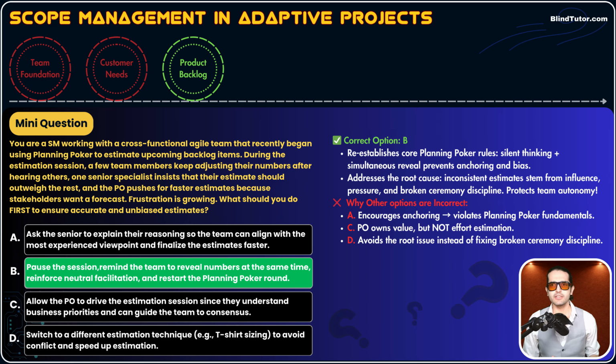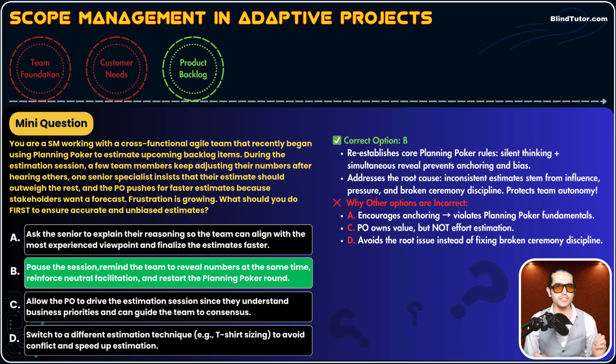Let's read the description, guys. Option B reestablishes core planning poker rules, which is silent thinking plus simultaneous reveal that prevents bias. We think for 10 seconds and then we show the cards simultaneously. It addresses the root cause, which is inconsistent estimates stemming from influence, pressure, and broken ceremony discipline. It protects team autonomy. In Agile, the team estimates effort, not the PO, not the stakeholders, not senior specialists. And please feel free to read the rest of the description.